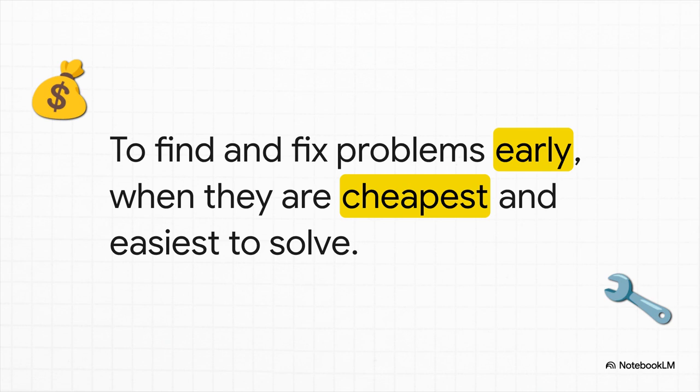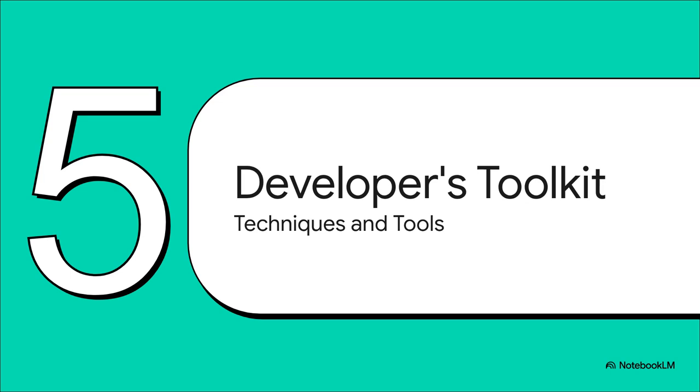A bug you catch at the unit level might take a developer 5 minutes to fix. That exact same bug, if it's found weeks later during system testing, could take days or even weeks and cost a fortune to correct. And look, this isn't just some abstract theory they teach you in school. This is a real-world, everyday practice for developers.